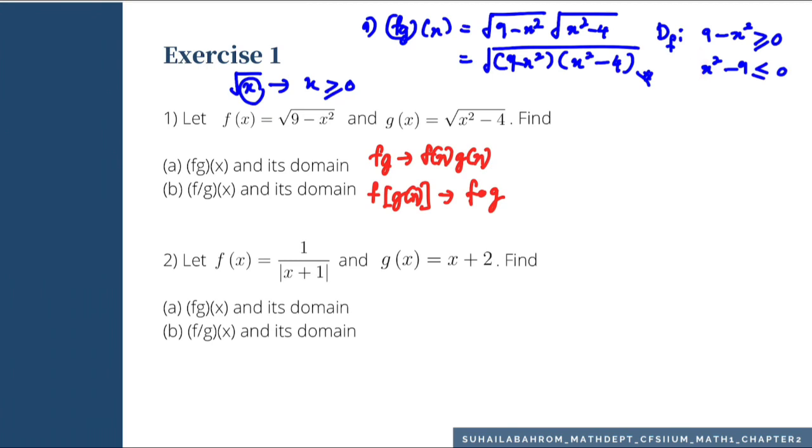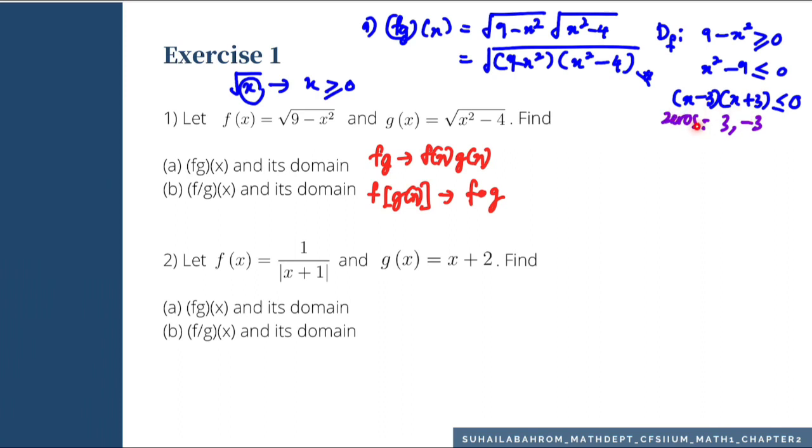Next, we have to get the factors, so you have to factorize completely. It will become x minus 3 and x plus 3 is less than or equal to 0. We have two zeros here, so the values of x are either 3 or negative 3. So how can we solve this inequality?